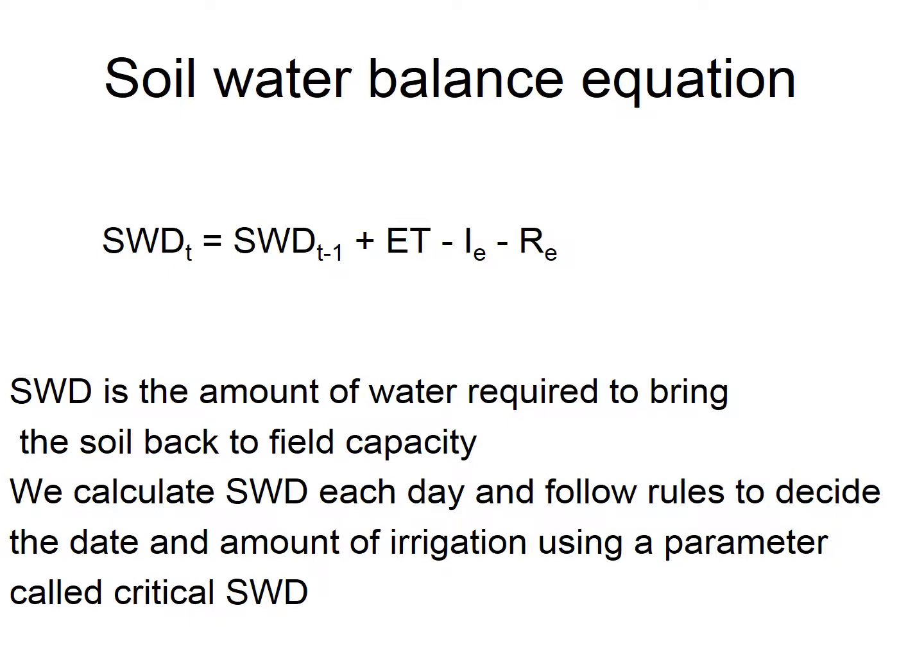Apart from that, we will follow rules to decide the date and amount of irrigation using a parameter called critical soil-water deficit.